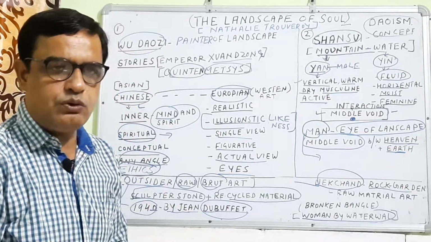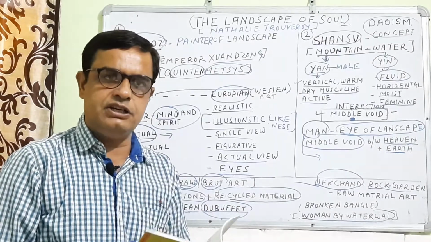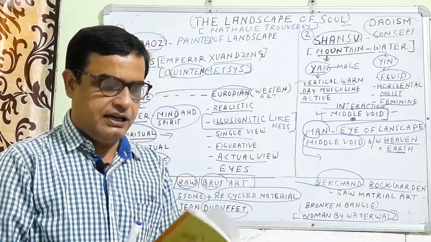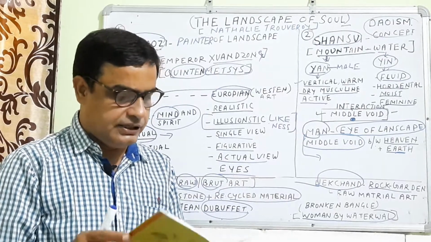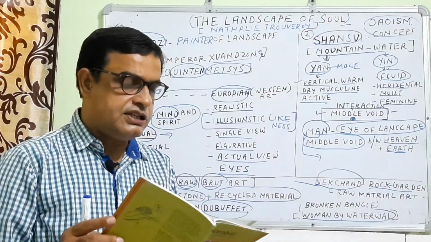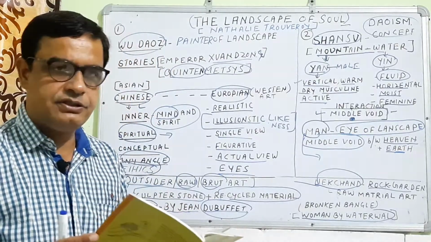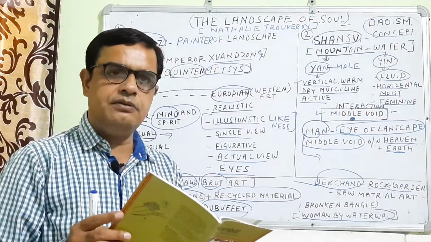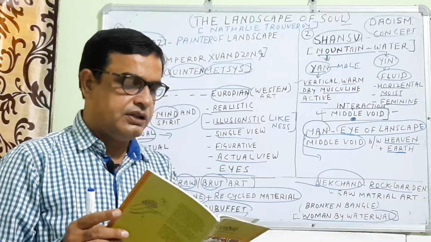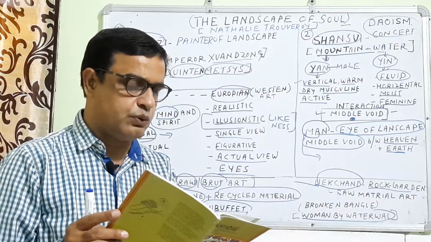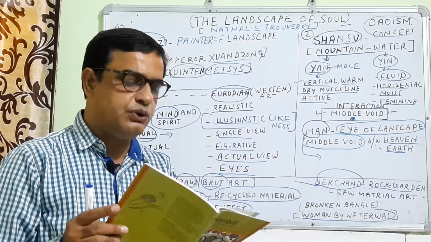And the main important questions might be related to this chapter. I want to make you explain. The important questions are there. First, contrast between the Chinese view of art and the European view with examples. Second question, explain the concept of Sansui. Third, what do you understand by the term outsider art and art brut? And fourth, who was the untutored genius?